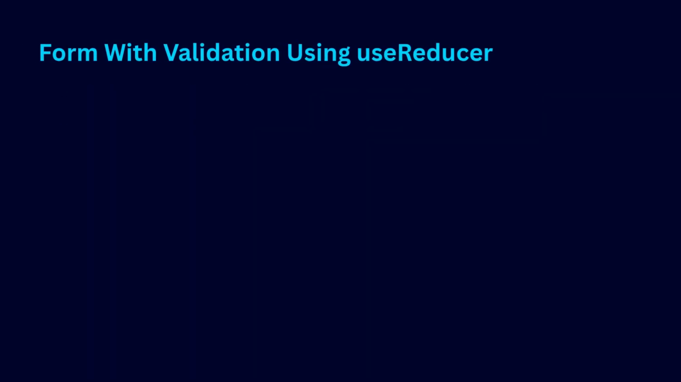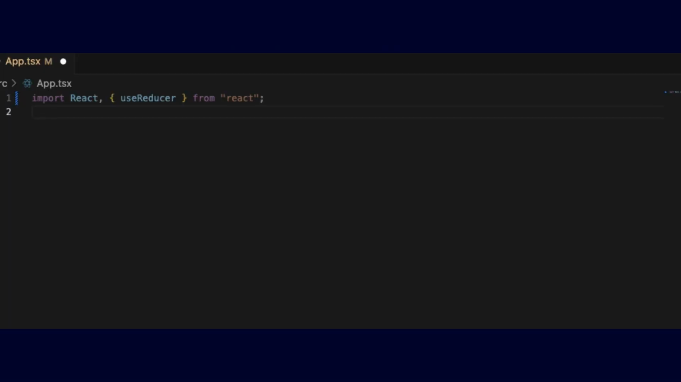Next, we will see one more example, a form with validation using useReducer. This is a registration form with name, email, password, inline validation and submit handling. We start by importing React and the useReducer hook. useReducer helps manage complex component state logic, especially when multiple related values are updated together. Think of it as a more powerful alternative to useState.